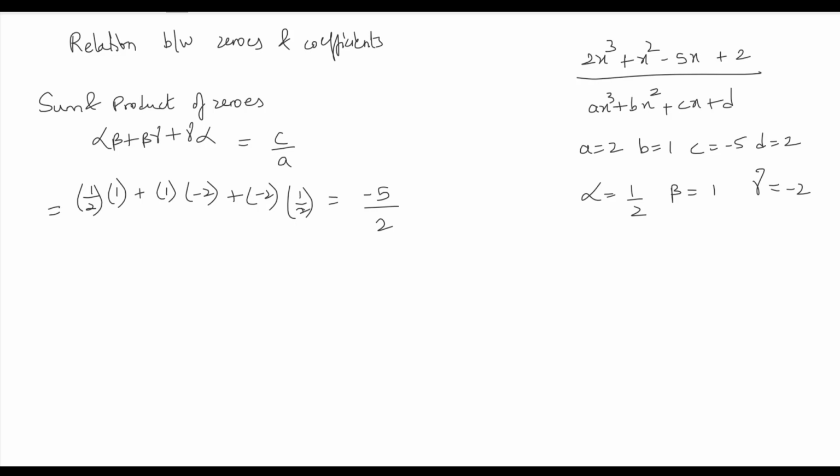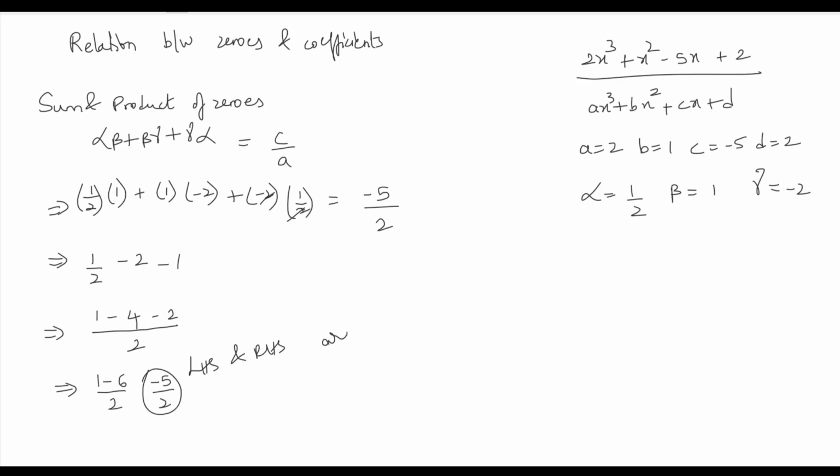Therefore, on further solving, we get 1 by 2 into 1 is 1 by 2, minus 2. 2 and 2 get cancelled, you will be left with minus 1. That is 1 minus 4 minus 2 divided by 2. That gives us 1 minus 6 by 2, that is equal to minus 5 by 2. Hence our LHS and RHS are equal. Sum and product of zeros is also verified.